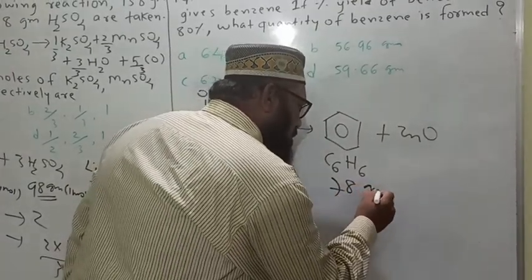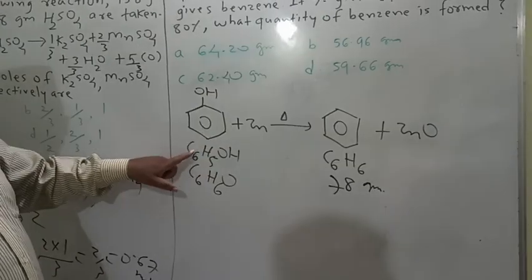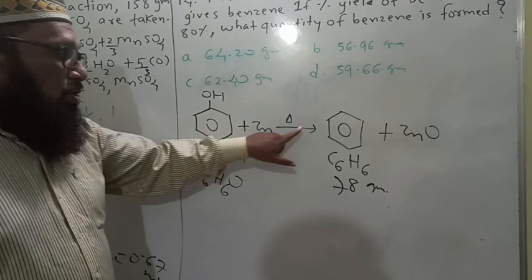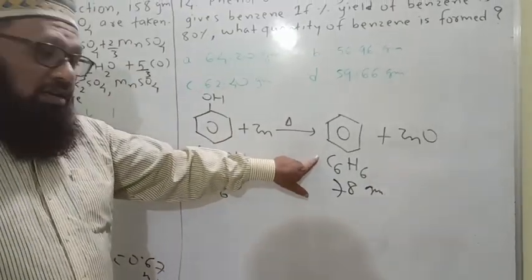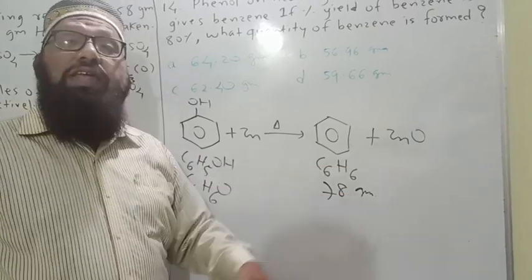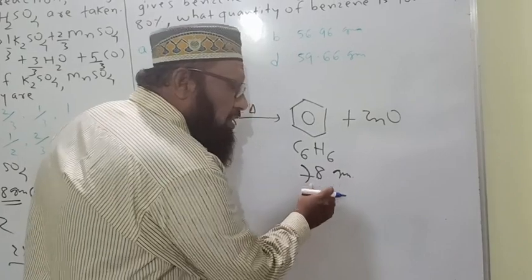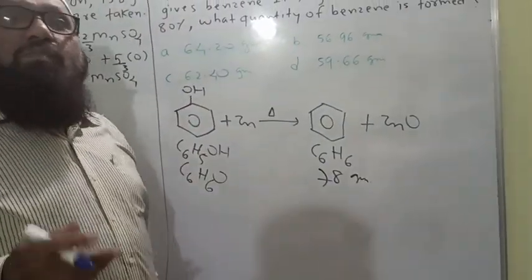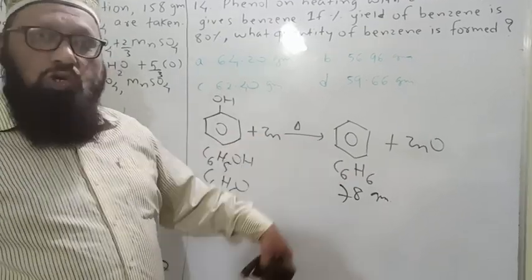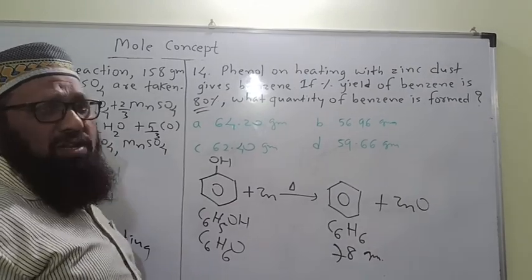of benzene is formed. Now, according to stoichiometry, if 1 mole of phenol is taken, we get 1 mole of benzene. That means 1 mole of benzene is nothing but 78 gram formed. If 78 gram of benzene is formed, then the percentage yield is 100% according to stoichiometry. But how much percentage of benzene is formed? 80%.